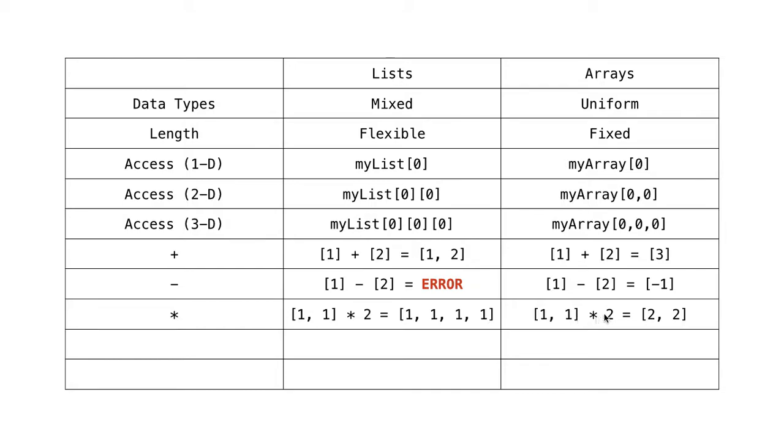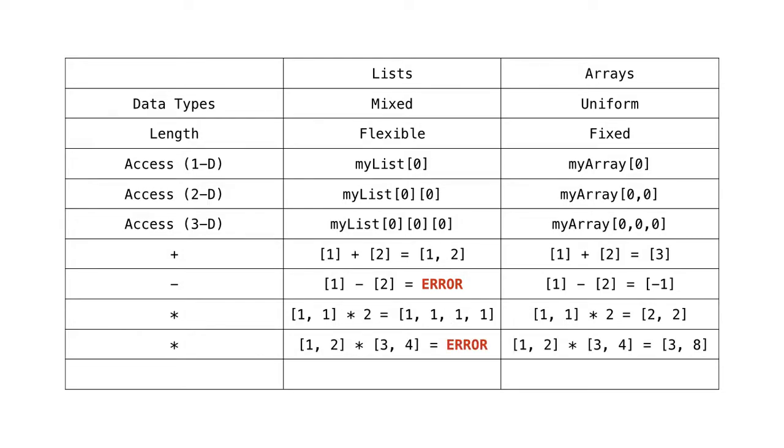So here, this is basically treated as a scalar multiplication where this 2 will be distributed to each item in the array. So the 2 will be distributed to the 1 here, and the 2 will also be distributed to this 1 to get [2, 2] as a result, as opposed to this weird result that we get from using this on a list.